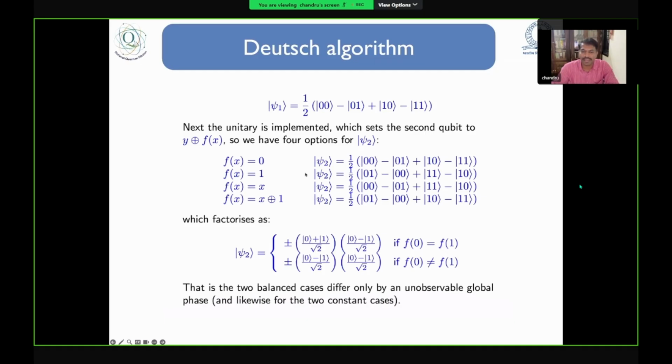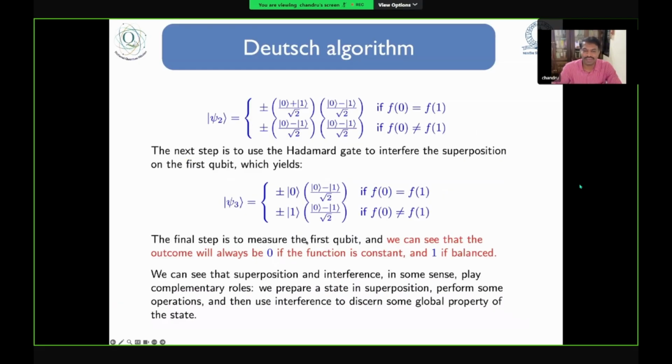In general, it will take this form, which factorizes as this particular form. So if f(x) is equal to 0 for both of them, then we call it a constant function. In this balanced case, these two balanced cases differ only if an unobservable global phase exists. So it means that there is a global phase which exists in one of them. That's when you can look at it, right?